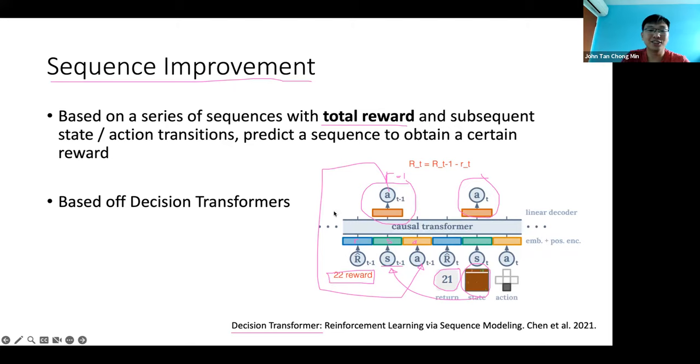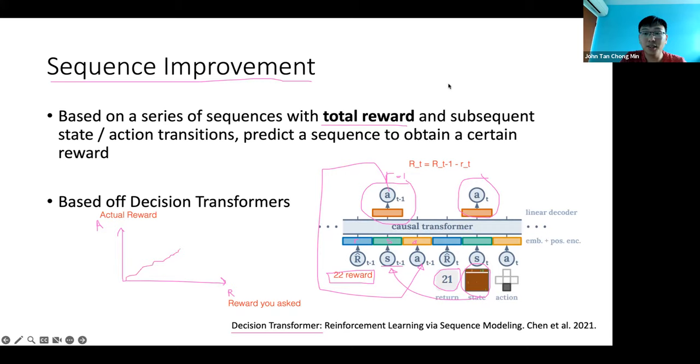But if you look at the decision transformer paper, you realize that this is what you will see here. Imagine this is your predicted reward. This is the actual reward, and this is the reward you ask for. In general, the trend is almost linear, so it gives you the actual reward.